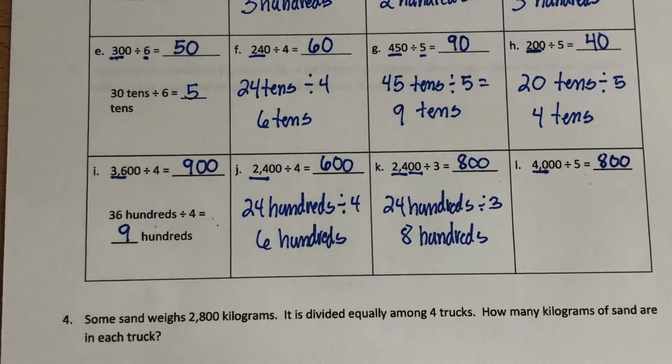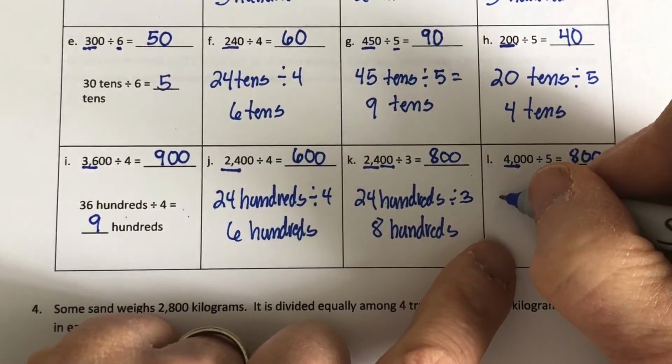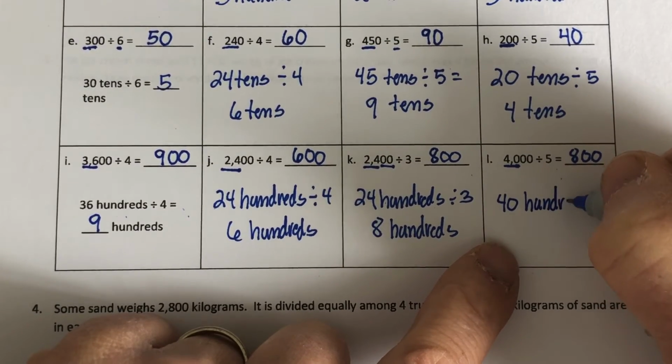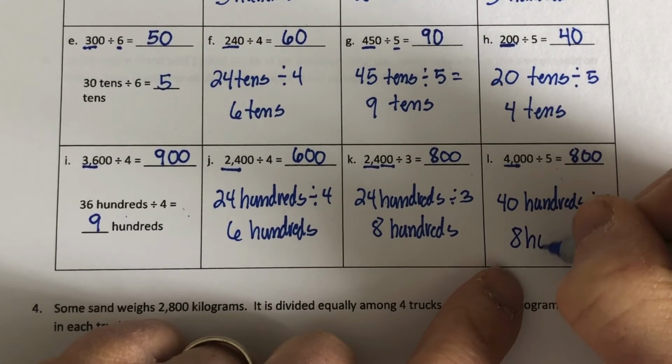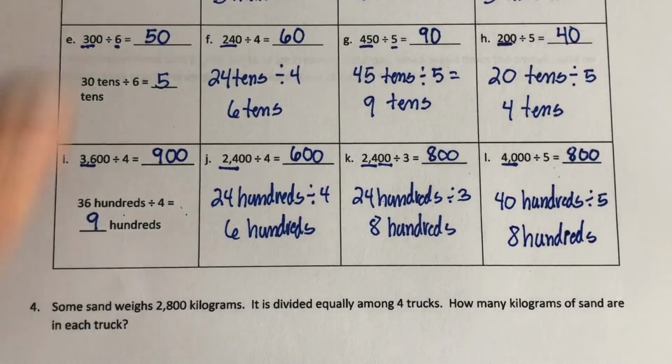This one can be tricky, okay? It really tells us how much you know your numbers. So 40 hundreds divided by 5 is equal to 800. 800s. Hundreds. Cool. All right, now that's done.